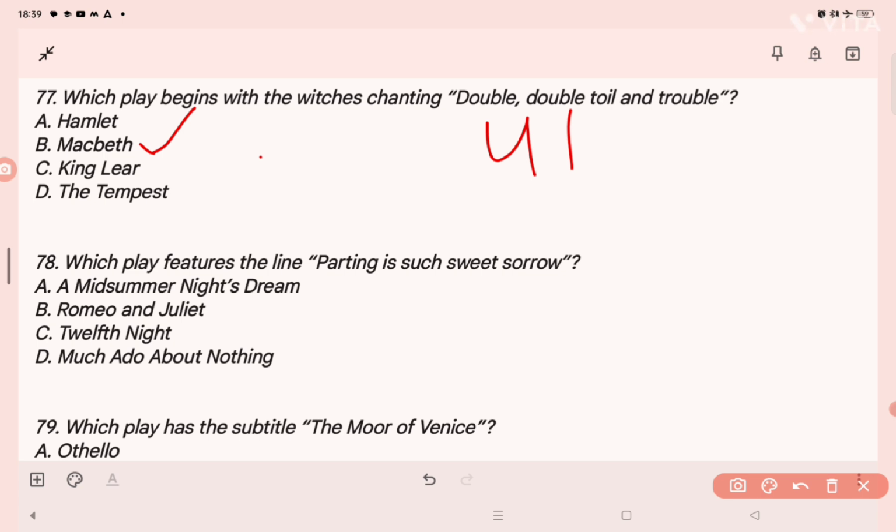Which play features the line "Parting is such sweet sorrow"? Option B. Romeo and Juliet. This line is spoken by Juliet, Act 2, Scene 2, as she says goodbye to Romeo.